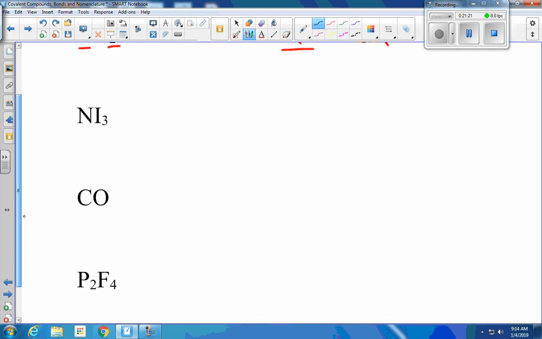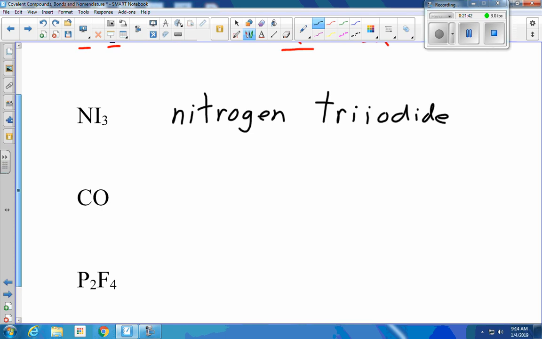Let's try the next one here. It's N, nitrogen. Now, okay, iodine's going to be named iodide. I'm going to use the prefix tri. And we do use the two I's. So it's triiodide.